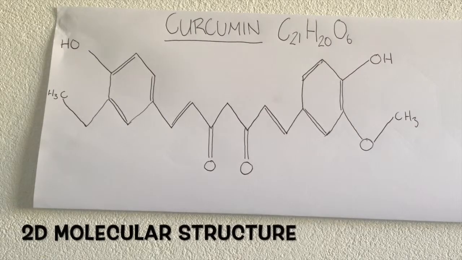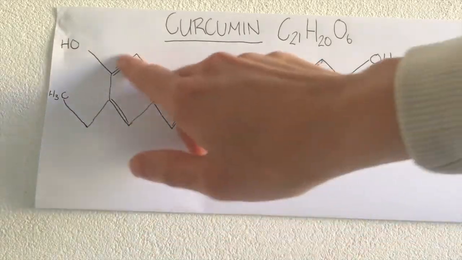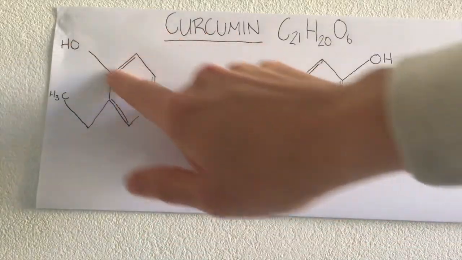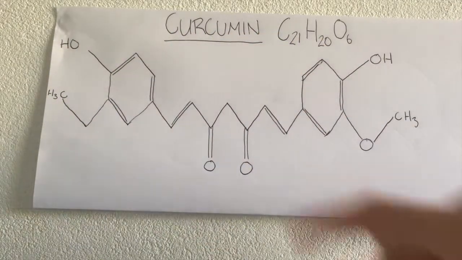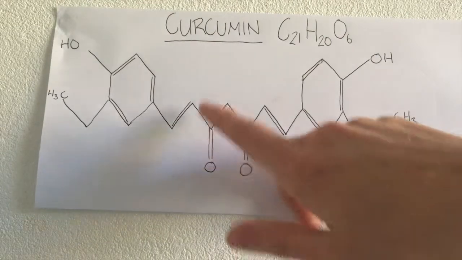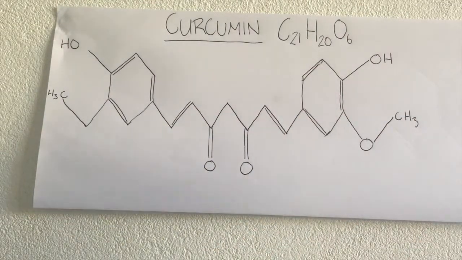Here we have the 2D version of the curcumin molecule. You can see at both ends we've got these aromatic organic compounds connected to the hydroxyl group, so they're known as phenols. And then in the central region we've got two ketone groups. So the curcumin molecule is known as a polar polyphenol diketone.